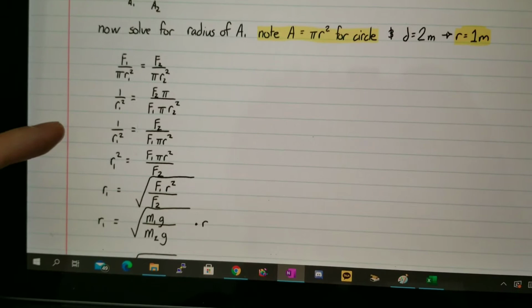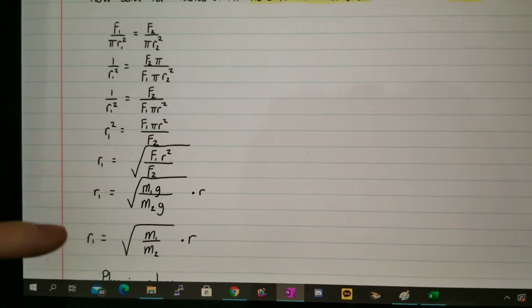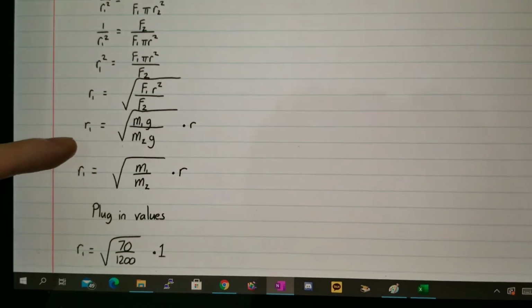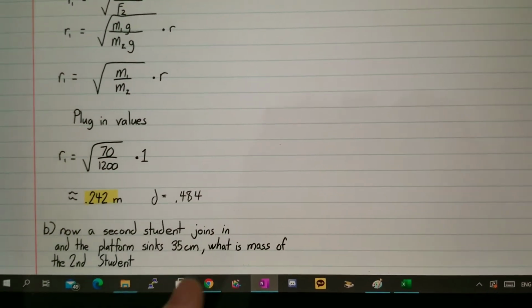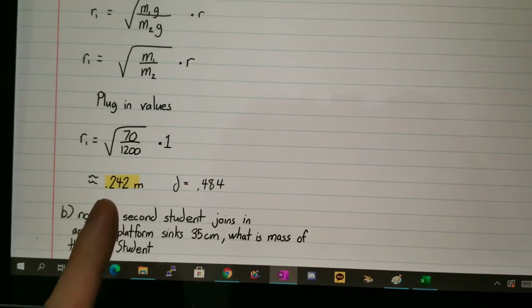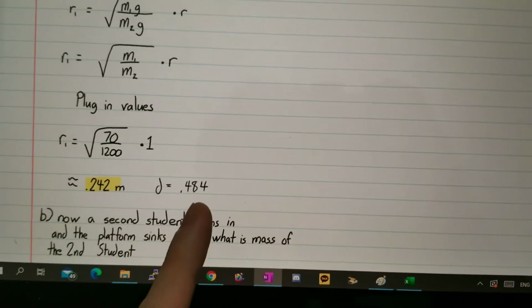Now I'll slowly scroll down, but you can see the steps in which I isolated out r1 and finally found the answer to be 0.242 meters. And note that's the radius that got shown. We have to find the diameter, so we basically just double that to 0.484.